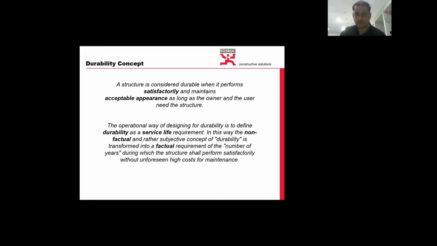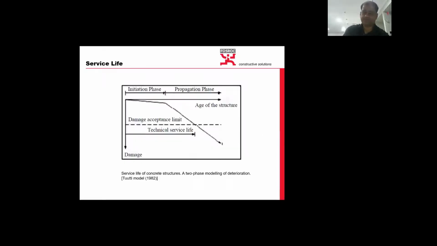So the true definition of durability would be the number of years during which the structure shall perform satisfactorily without unforeseen high cost for maintenance. Now, this is a very famous model, a very old one, but a very reliable one, 1982. It says that in the initial phase, and then you have a propagation phase.